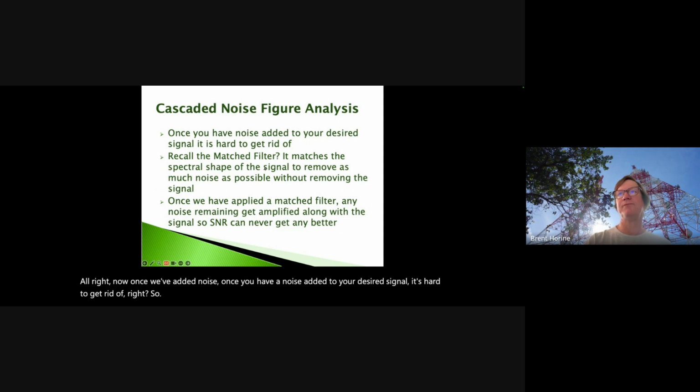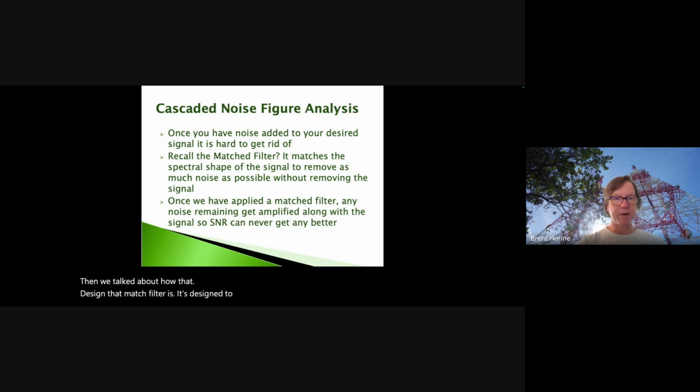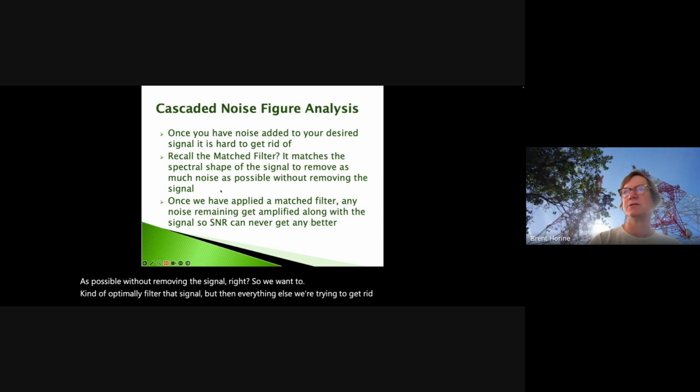So recall the matched filter type receiver. Then we talked about how the design of that matched filter is designed to match the spectral shape of the signal, right? And to remove as much noise as possible without removing the signal, right? So we want to optimally filter that signal, but then everything else we're trying to get rid of, right? Everything else is that noise.